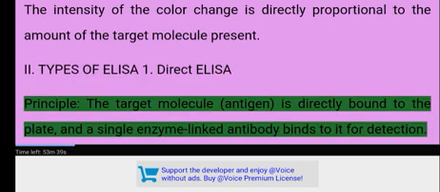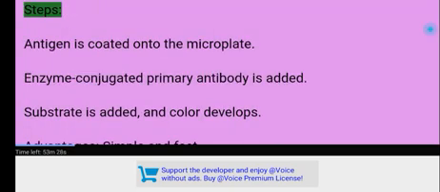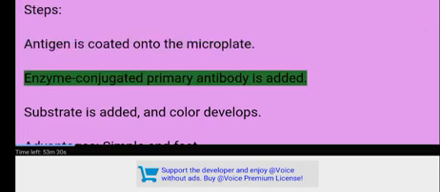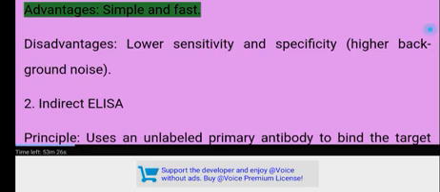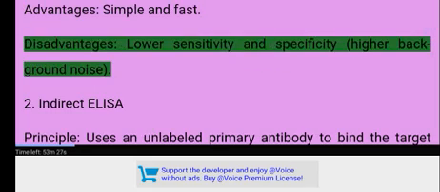1. Direct ELISA. Principle. The target molecule antigen is directly bound to the plate, and a single enzyme-linked antibody binds to it for detection. Steps. Antigen is coated onto the microplate. Enzyme conjugated primary antibody is added. Substrate is added, and color develops. Advantages. Simple and fast. Disadvantages. Lower sensitivity and specificity, higher background noise.